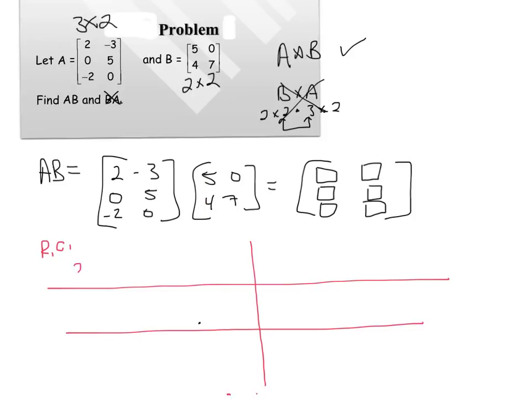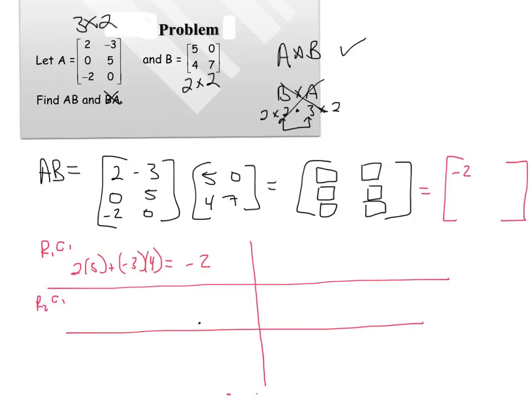So that's 2 times 5 plus negative 3 times 4, and that's going to equal 10 minus 12, and so that's a negative 2. And I am just going to create another one here because I don't have enough room in the little boxes that I drew. So that's negative 2, right?